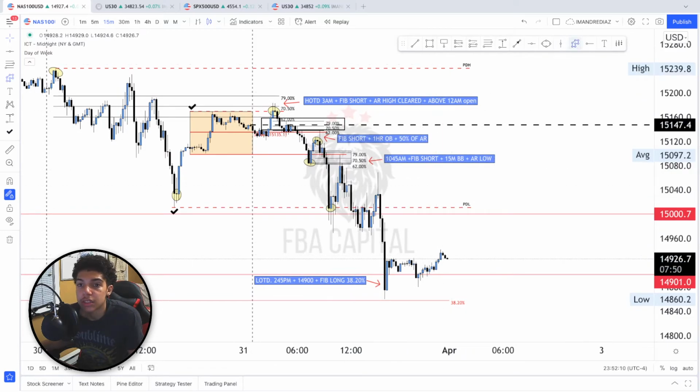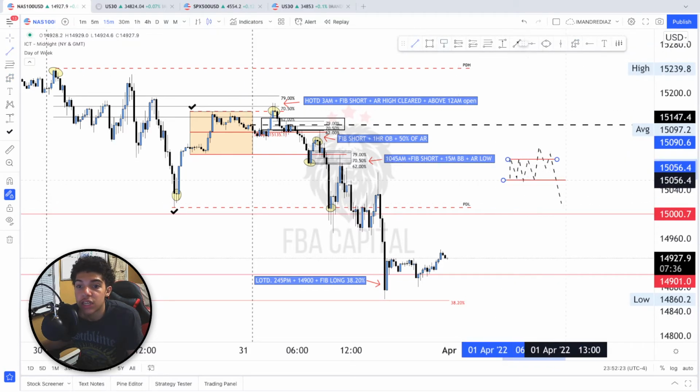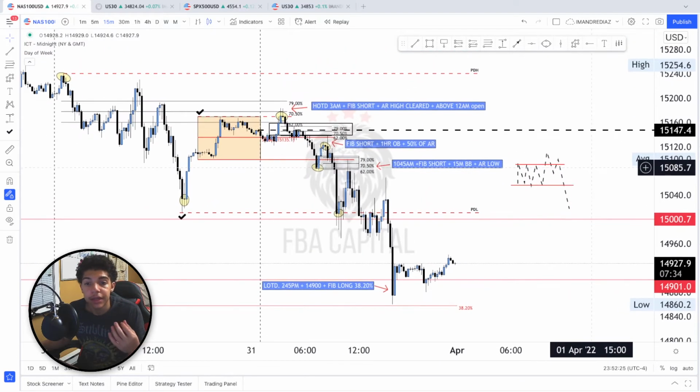So now we're going to get the schematic of what happened today. So we had the Asia session range. London session came up, cleared the highs, retraced, and price continued to move down the rest of the day. So this is a clean example of what you guys would want to look for on a daily, weekly basis.